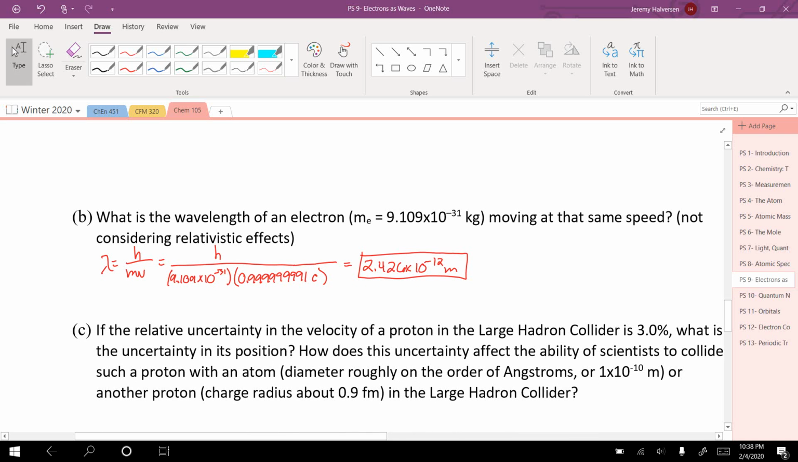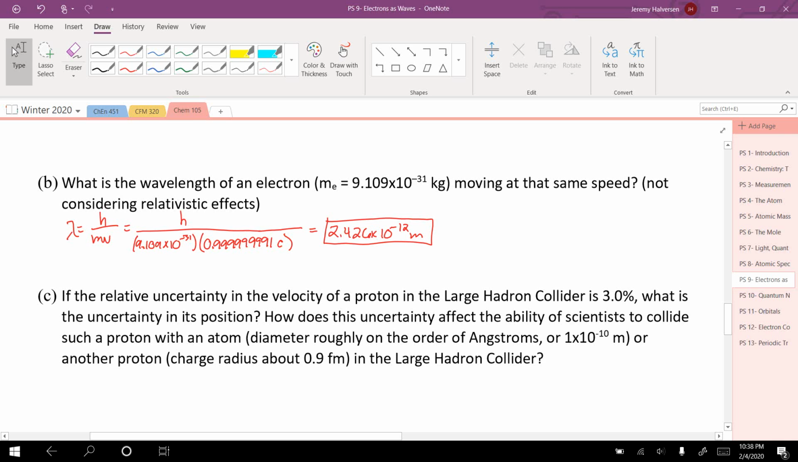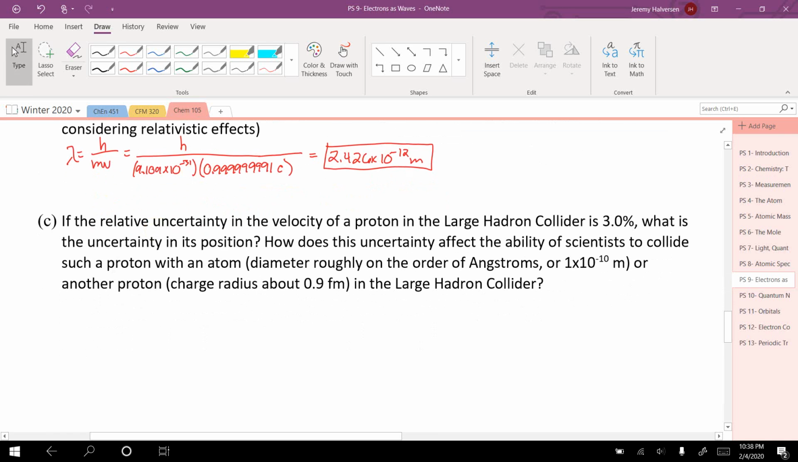All right, if the relative uncertainty in velocity of a proton in the Large Hadron Collider is 3%, what is the uncertainty in its position? Okay, so we're dealing with uncertainty, and so we are going to be using the uncertainty equation. So we know delta x times mass times delta v is greater than or equal to h over 4 pi. We are trying to find the uncertainty in position. So delta x is greater than or equal to h over 4 pi m delta v.